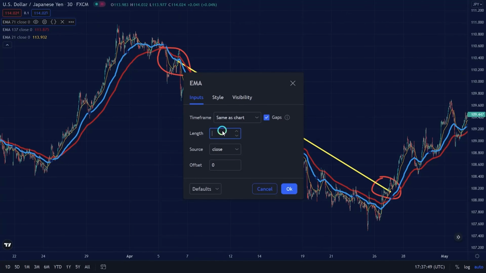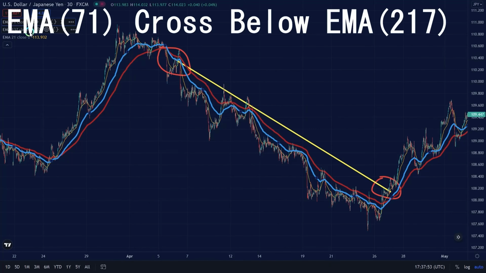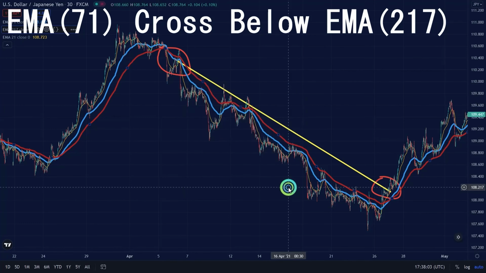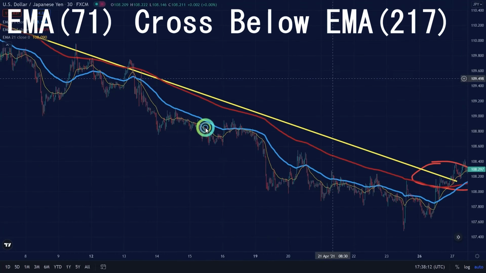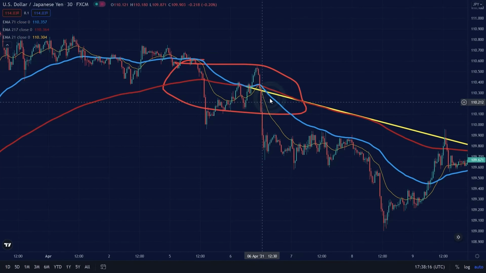The crossover strategy is the following. The 71 period EMA has to cross below the 137 period EMA, and yeah, right there it happens, because as you see, I'm showing you it closer. It happens right here.